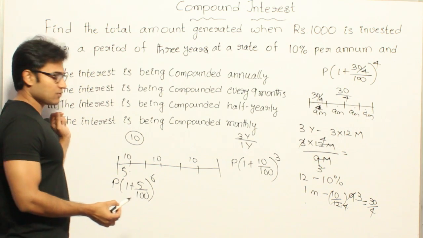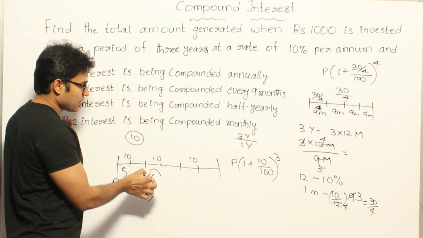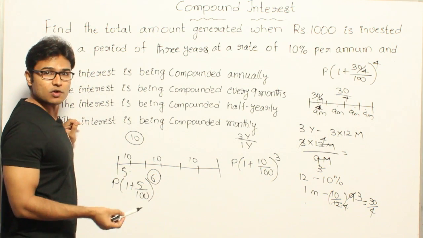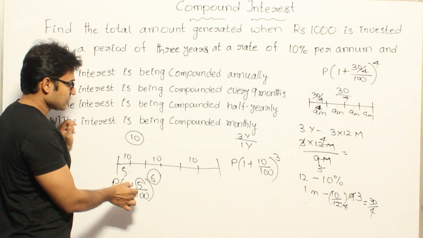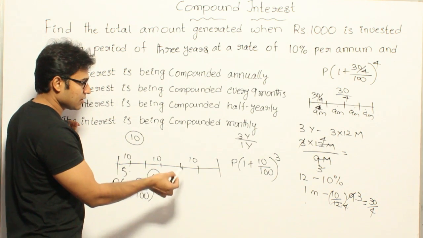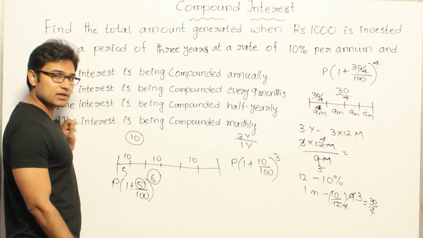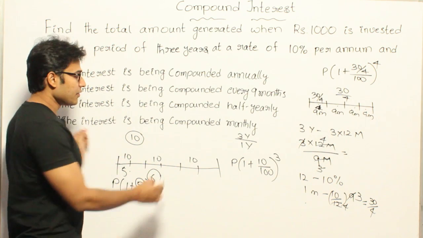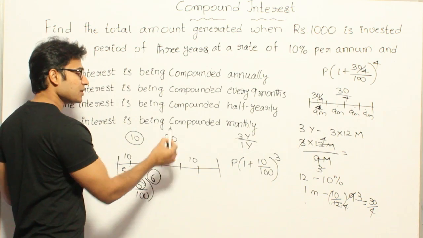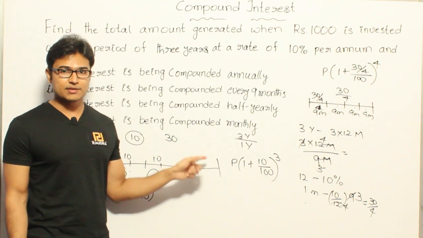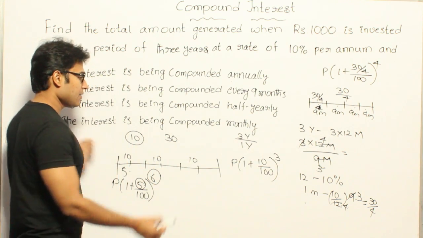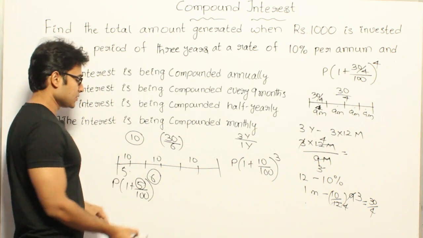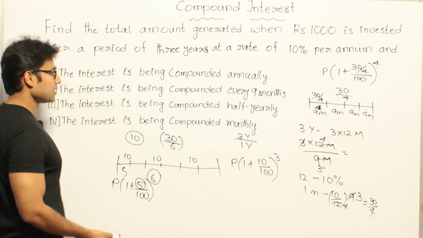Are you getting this? Why? Because the total number of slots is going to be 6. In 3 years there are going to be 6 half years, and if for 1 year the interest is 10%, then for 6 months it is going to be 5. That is why 5 power 6. What is the other way of looking at it? The total interest is 30% for 3 years at 10% per annum, and there are 6 such parts in that. So 30 divided by 6 is going to be 5. So anyway you are going to get the same.